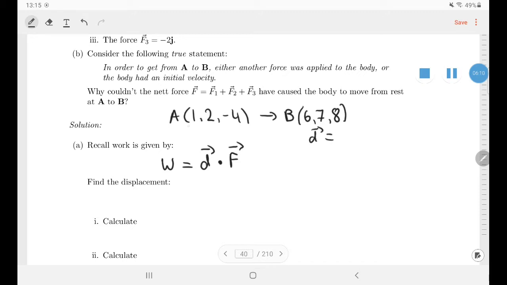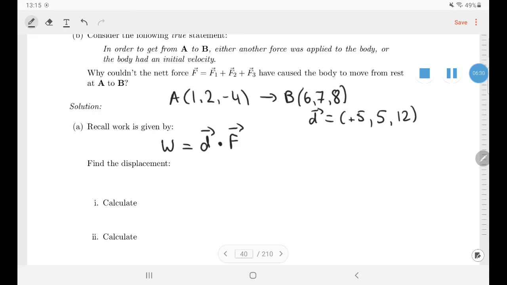How do you get from 1 along the X to 6 along the X? You go plus 5 along the X. How do you get from 2 along the Y to 7 along the Y? You do plus 5 along the Y. How do you get from minus 4 along the Z to 8 along the Z? You do plus 12. So we're going to see that the displacement vector is this.